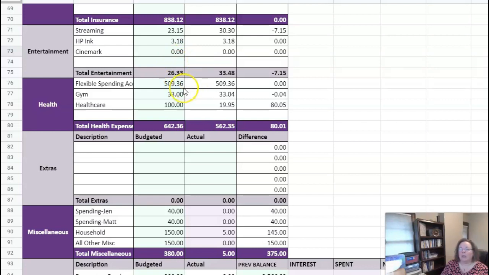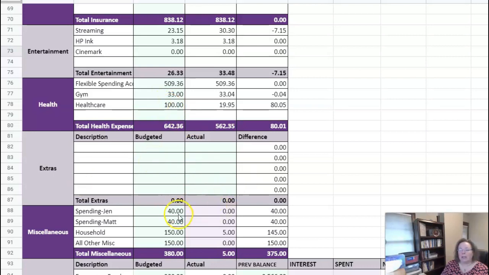And then in health, we're going to do $509 for flexible spending accounts. We're going to do $33 for the gym and $100 for healthcare. This is for old bills from the year before. We're out of FSA funds, but Matt's insurance takes like 8-9 months to process a claim. So right now we are still paying for stuff from last fall, August, September. We're just now getting those bills coming in. So all those FSA funds are gone, and we need to have additional funds available in case those types of bills come in. I don't have anything planned in extras for the month.